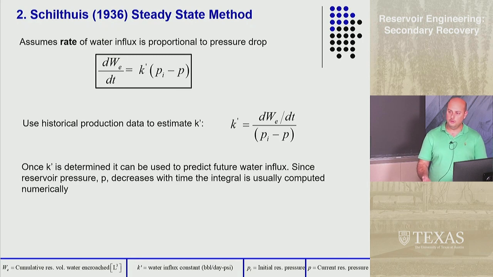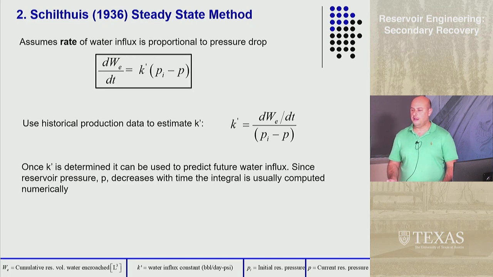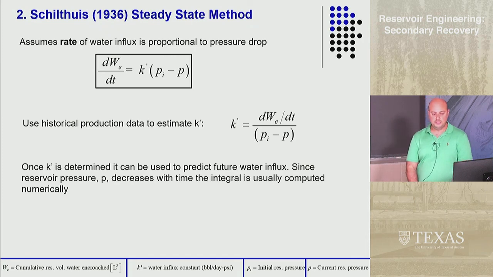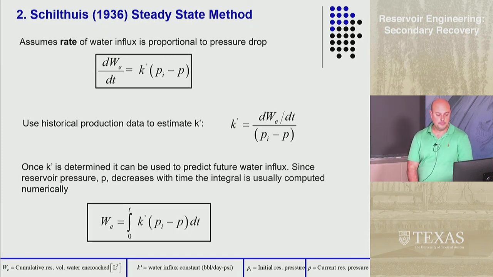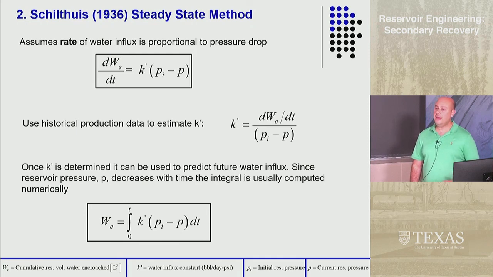So what you would need to do is use your production data and the material balance equation to calculate WE at different times, and then you can take a numerical derivative, like a finite difference of delta WE divided by delta t. And then once you've got that K prime, you can integrate that. So WE, the cumulative amount of water, is equal to K prime times the integral of (Pi minus P). The reason this integral is not so simple is that your pressure P is likely going to vary with time. It's going to decrease with time. But you might have that data.